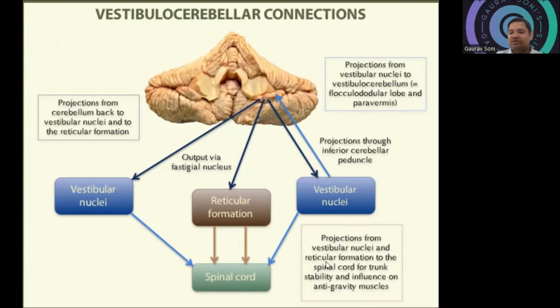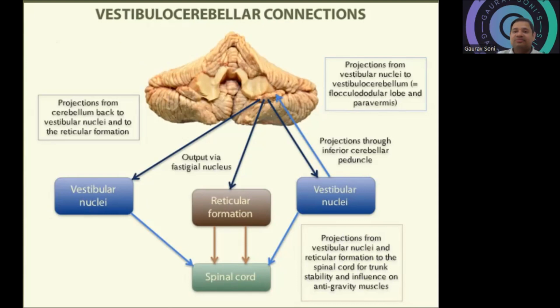Projections from vestibular nuclei and reticular formation to the spinal cord are for trunk stability and influence on anti-gravity muscles. Remember, these formations, that is vestibular nuclei and reticular formation, will act on the spinal cord and give the information on how to stabilize the trunk and influence the anti-gravity muscles. So this will be the part of the vestibulocerebral loop.